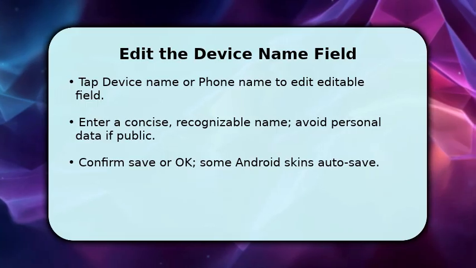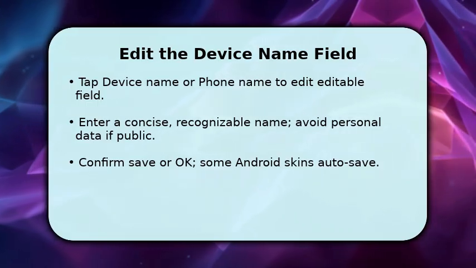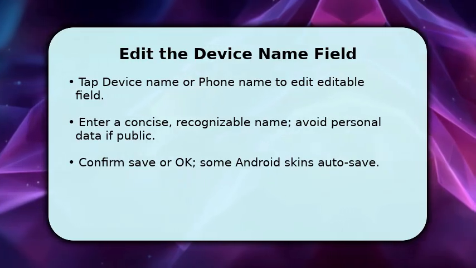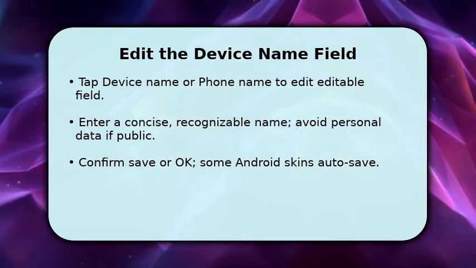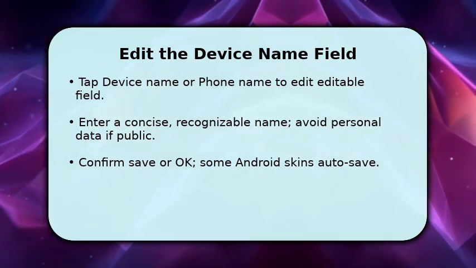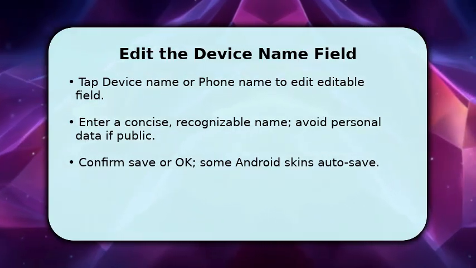You should avoid overly sensitive personal info when the device may be visible to others. After entering the name, tap Save or OK. If your Android skin autosaves, wait a few seconds and then back out to verify the displayed name updated correctly.